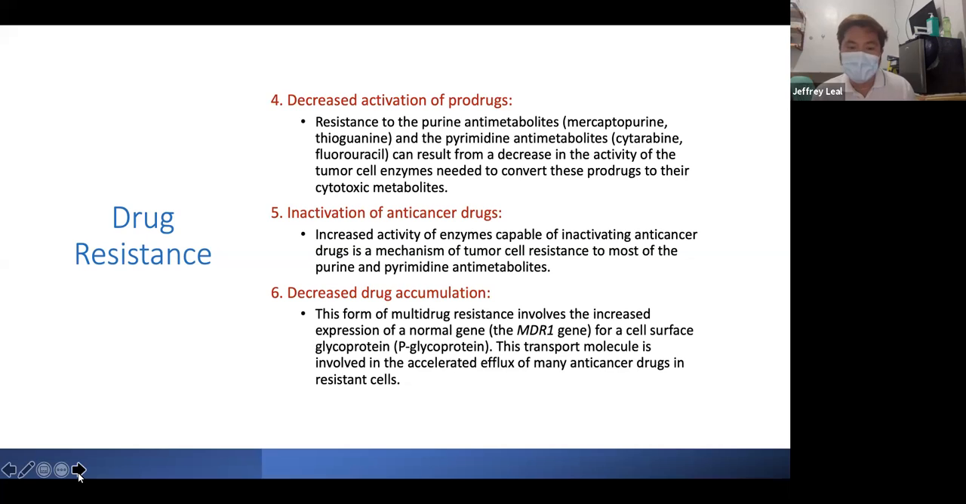There is an increased expression of your normal gene, which is the MDR1 gene for the cell surface glycoprotein. And this transport molecule, the P-glycoprotein, is involved in the accelerated efflux of many anti-cancer drugs in the resistant cells.